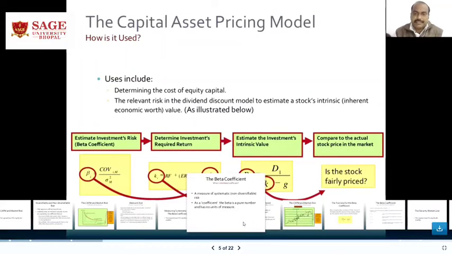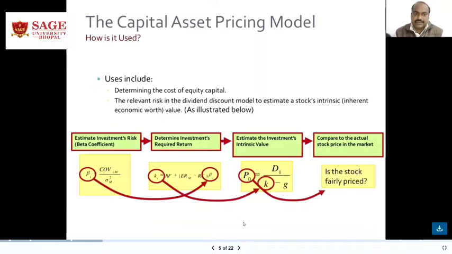So here in this simple diagram, you can understand that you can estimate investment risk. How can you estimate investment risk? Through beta coefficient. What is beta? Beta is indicated as risk. Is beta indicated as risk?